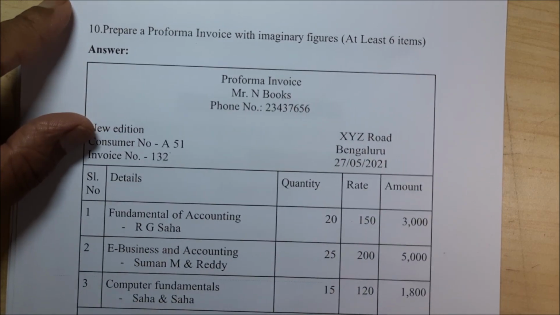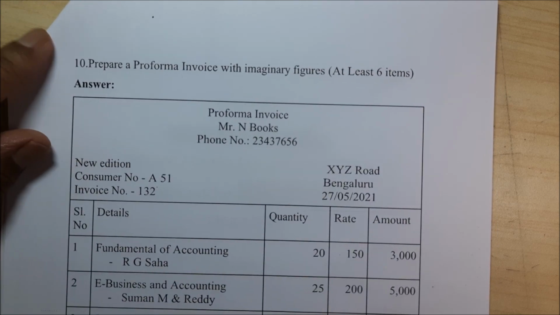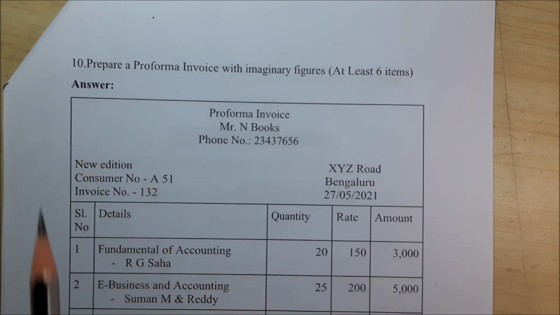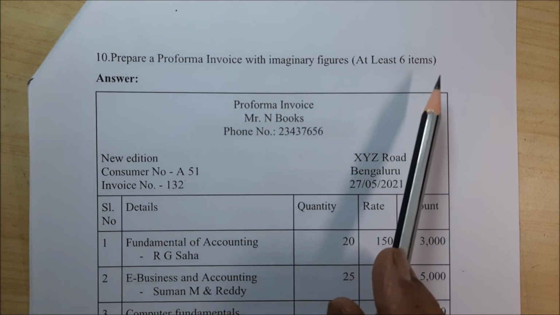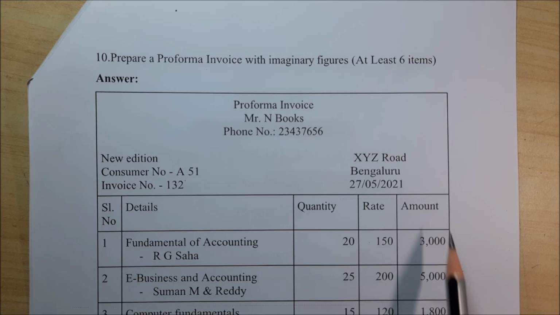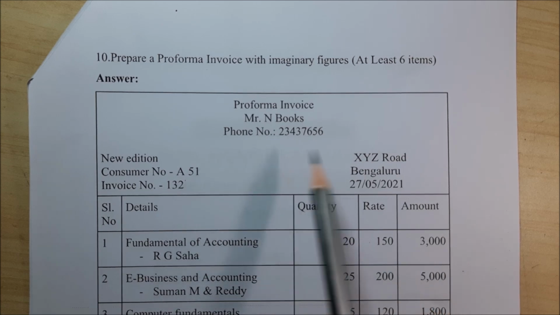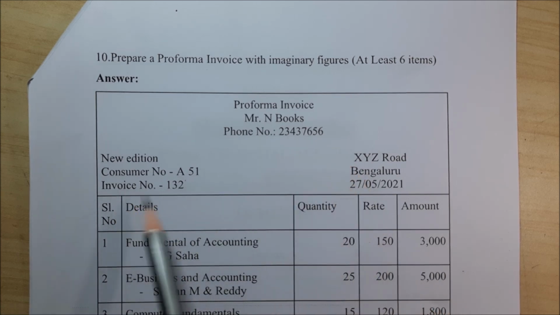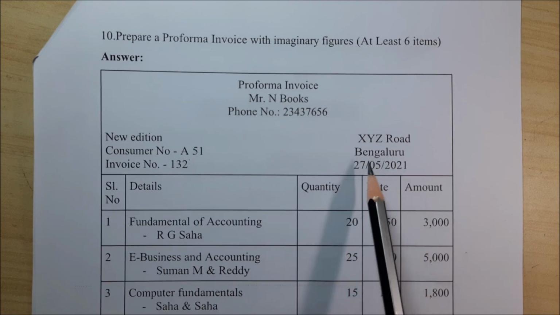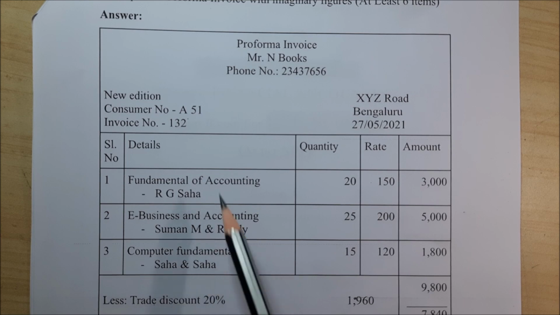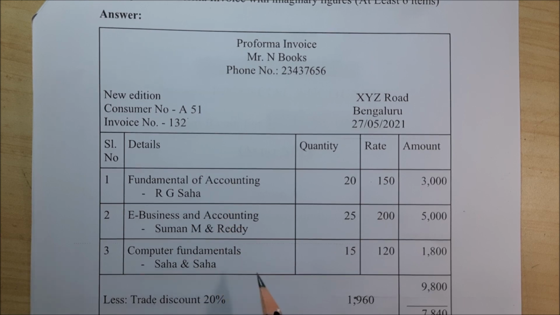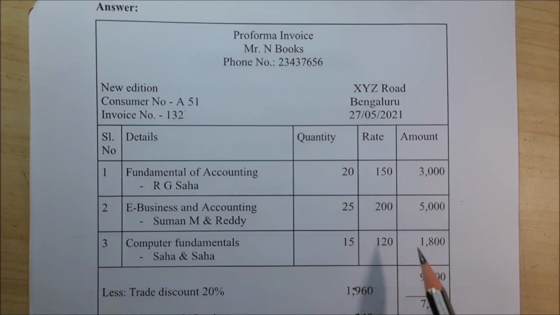Then I have given you one more question, the second question, 10th question: prepare a pro forma invoice with imaginary figures, at least 6 items. I think you can just see that pro forma invoice: Mr. N Books, phone number, new edition, consumer number, address. You write the details of whatever details. I have given you only this. You can write anything that you have.